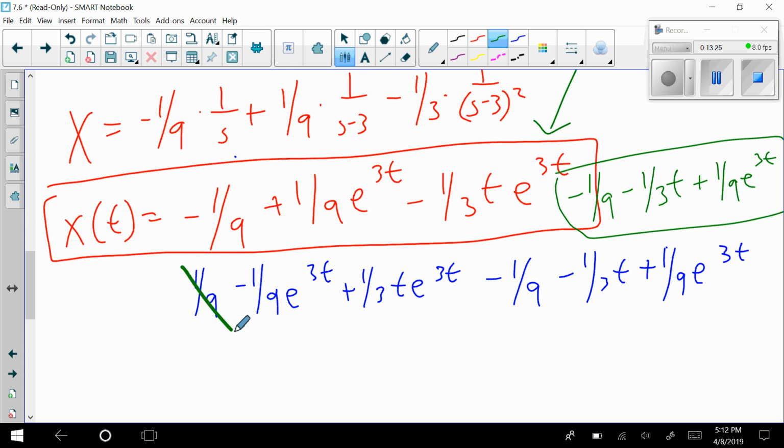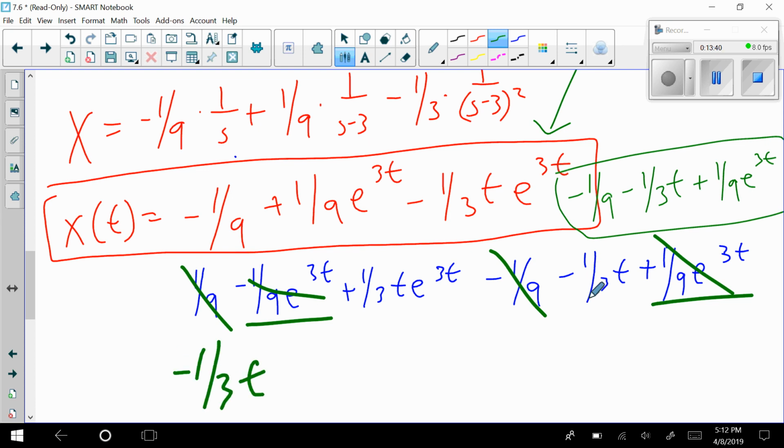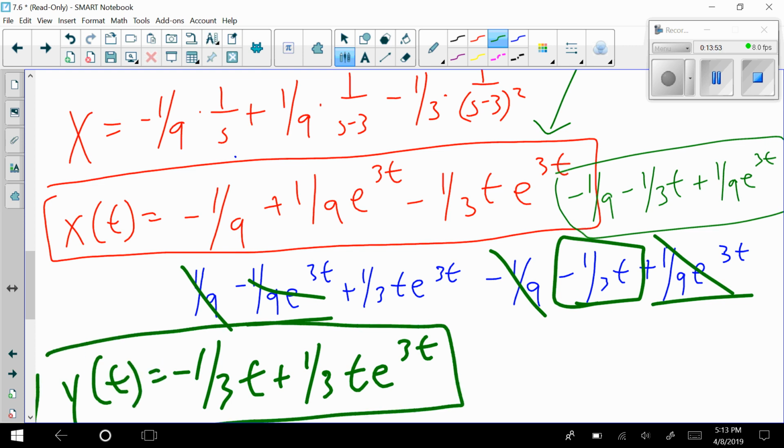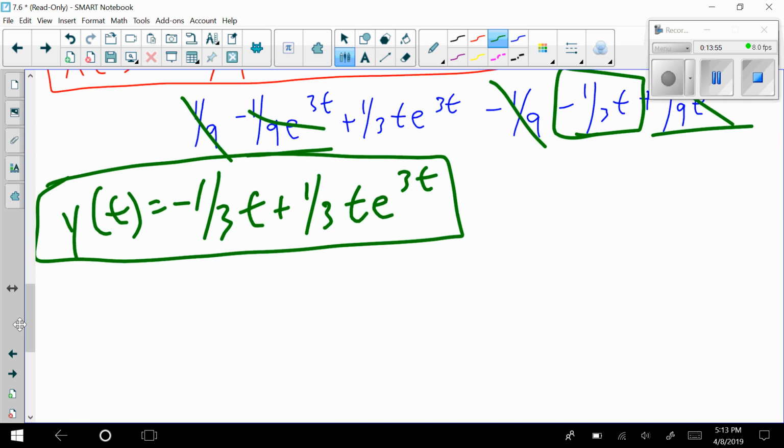well, these go away. That's nice. Do I have any other just 3t's? Yes, I do right here. These go away. I have a negative 1/3 t, which doesn't seem to be going anywhere. And then I have a plus 1/3 t e to the 3t, and that is my y of t. Then I have my two equations.